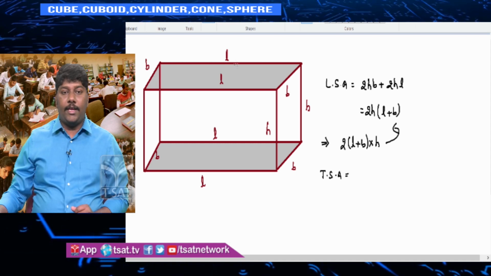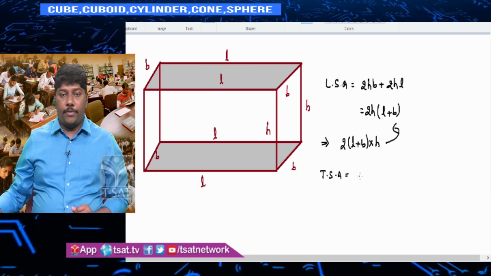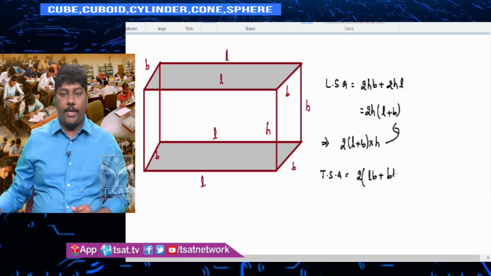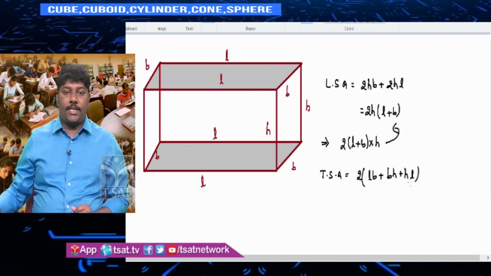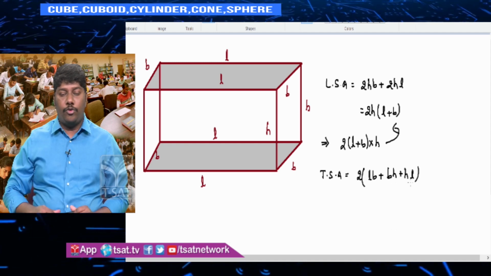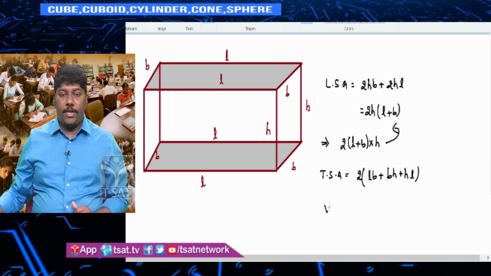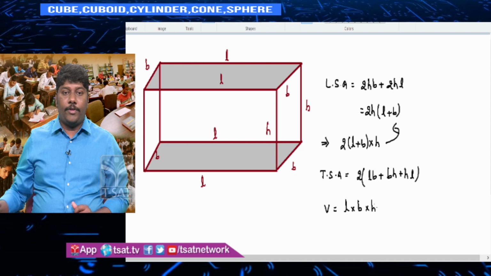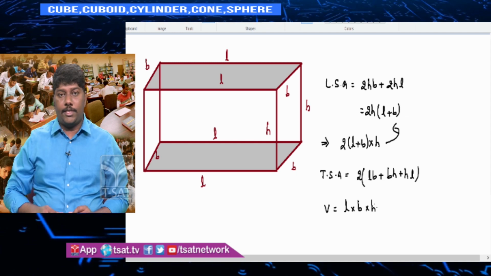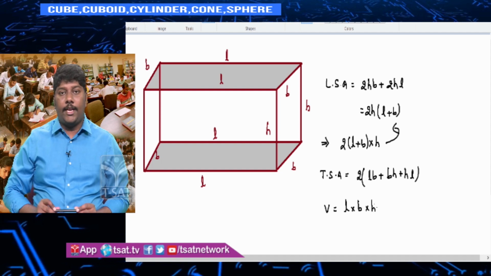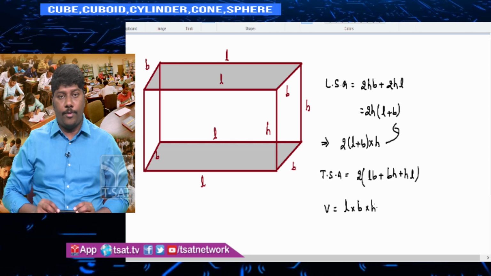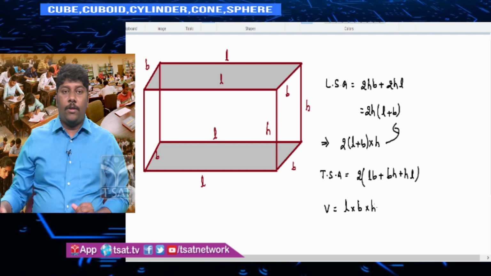Now, for the total surface area, you need to add 2 rectangle areas. So, here 2 rectangle areas are what? LB and LB. So, we can say it is 2 times of, 2 LBs are there, 2 BHs are there, 2 HLs are there. So, this is the total surface area of the cuboid. When it comes to volume, it is simply length into breadth into height. So, volume of the cuboid is base area into height, where base area is a rectangular area, that is L into B, height is H, therefore LBH is the volume of the cuboid.